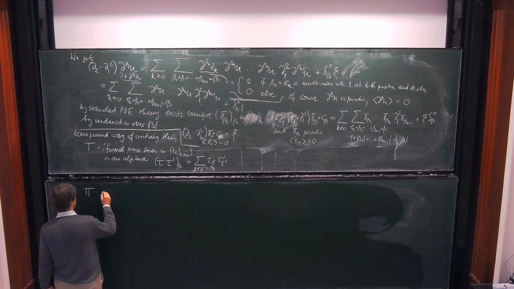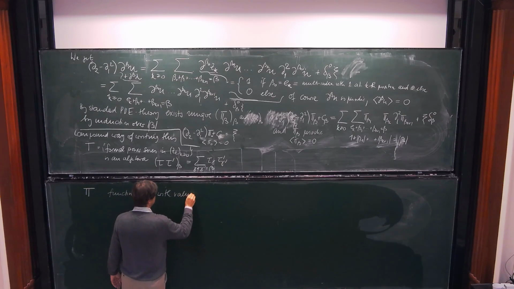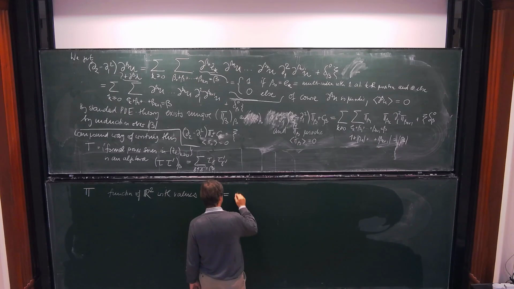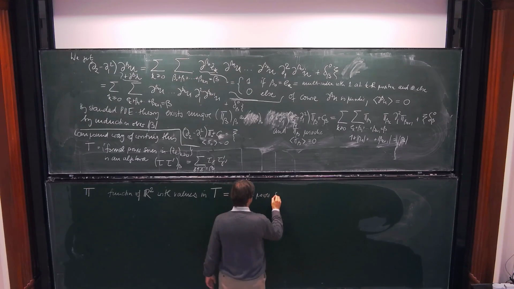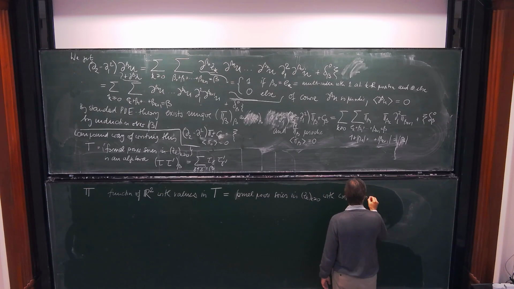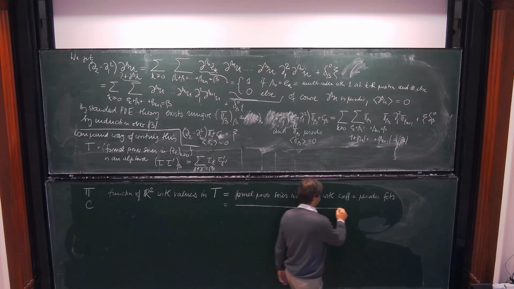Pi is a function of space time with values in this T, but I can also understand this, and that's sometimes more convenient, as a formal power series in these infinitely many variables with coefficients which are periodic functions. And C is also a formal power series with coefficients that are scalars, so numbers.